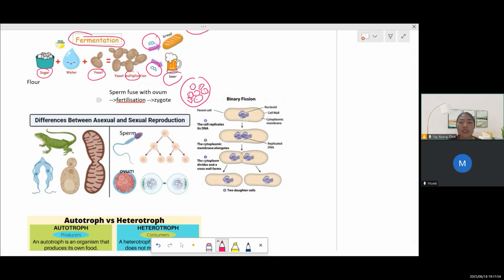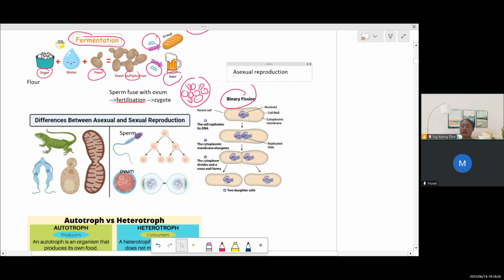So, Monty, just back to your question. How are cells able to increase in number? It is because they do binary fission. Binary fission belongs to asexual reproduction. It's the most common form of asexual reproduction.